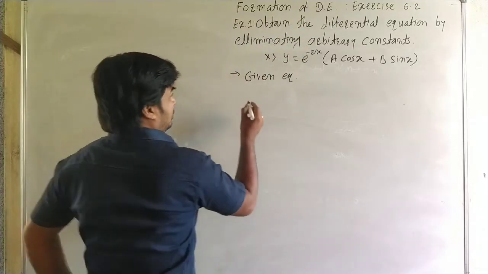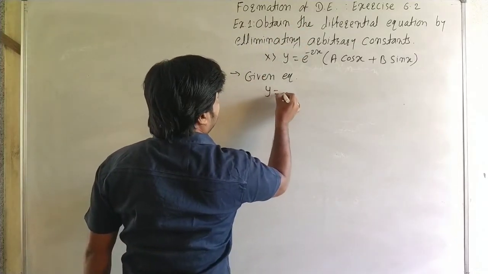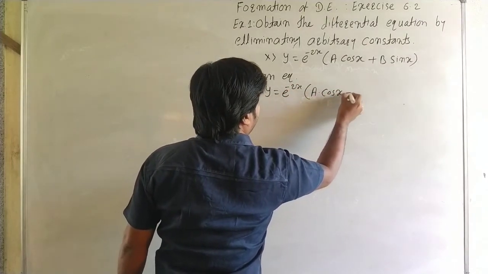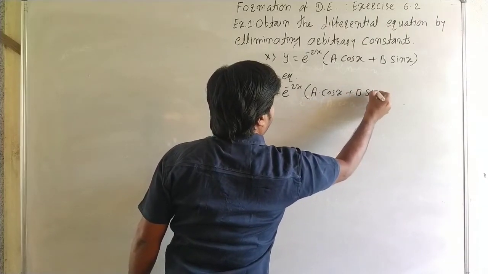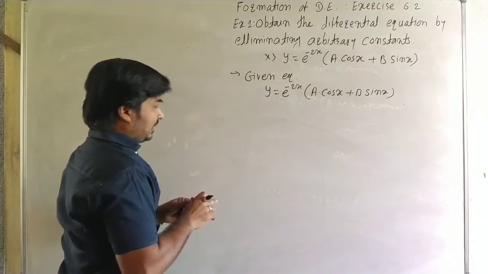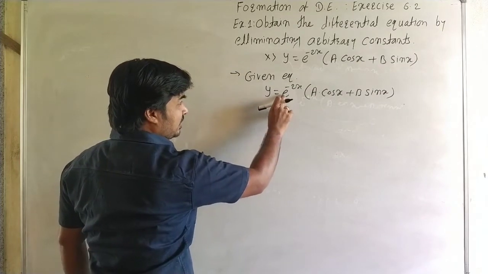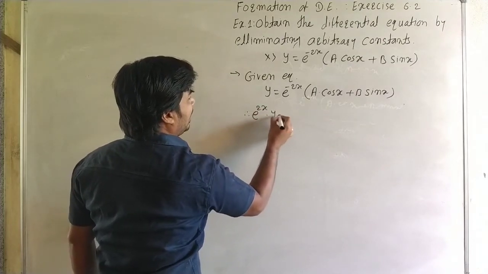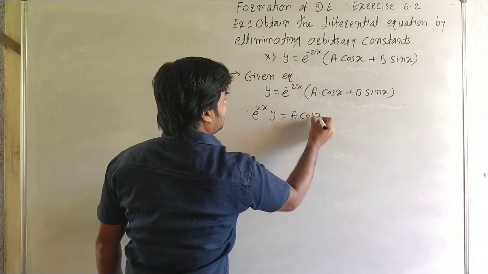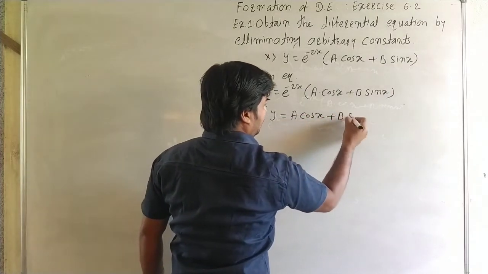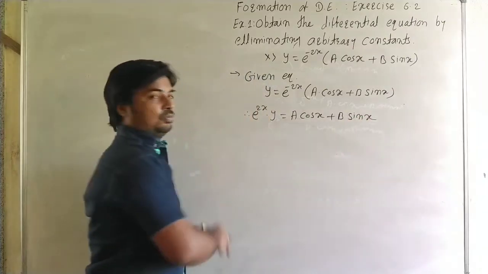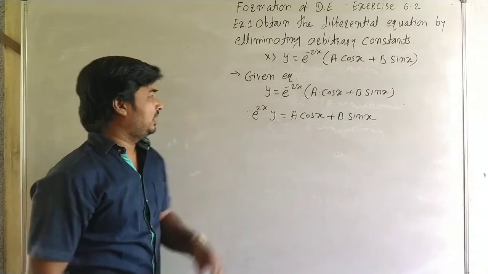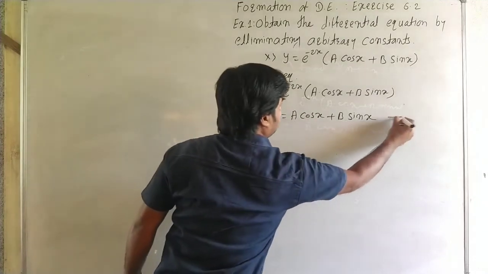See carefully this, our given equation is y is equal to e to the power minus 2x into a into cos x plus b into sin x. Now first we take this e raised to minus 2x to the LHS. So here it is e raised to 2x into y is equal to a into cos x plus b into sin x. And now we differentiate this equation twice because there are two arbitrary constants. Here it is equation number 1.